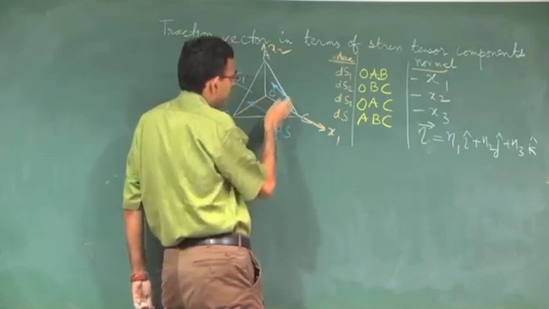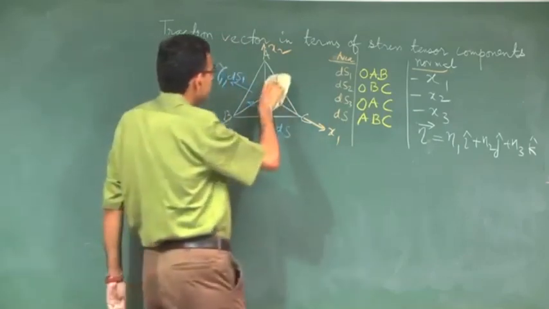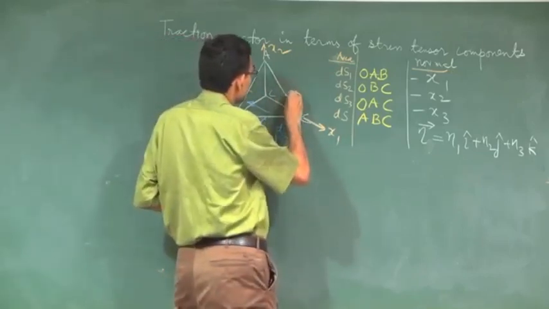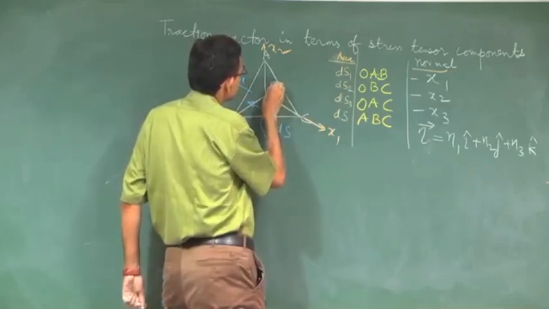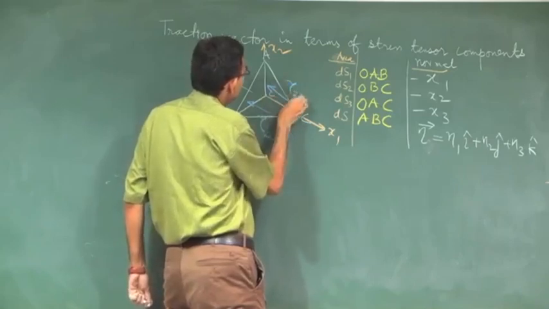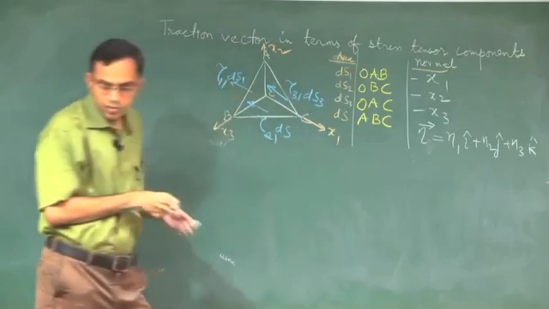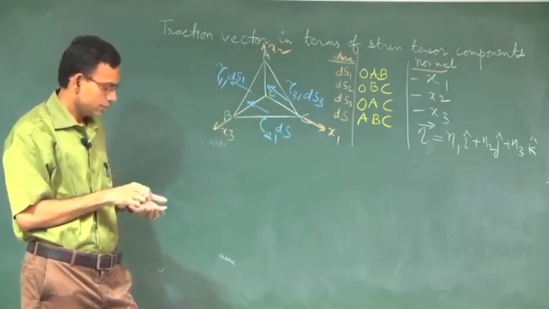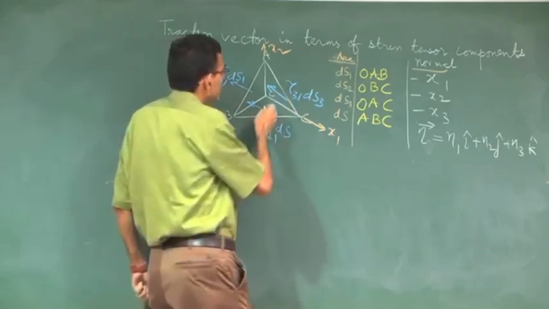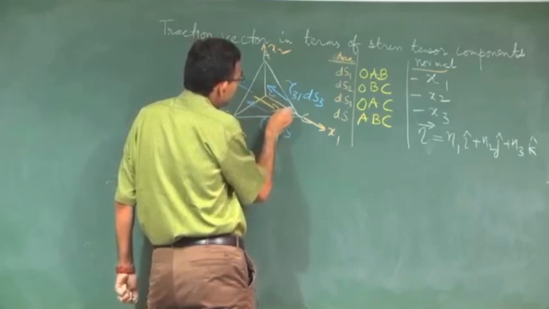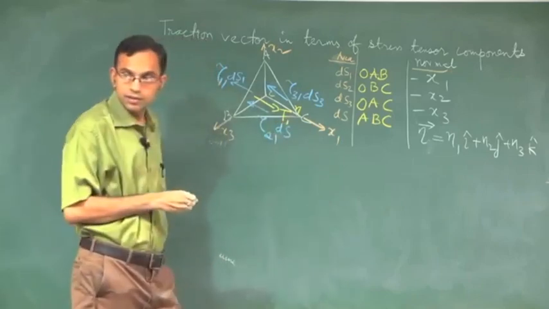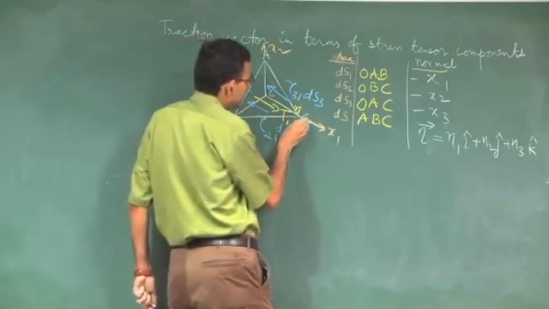Here these are all parallel. Let me draw it properly. This is tau 3 1 ds3, and on ABC what is the force? T, right? You cannot express it in the tau notation. So let us say T with superscript eta and subscript 1 and ds.